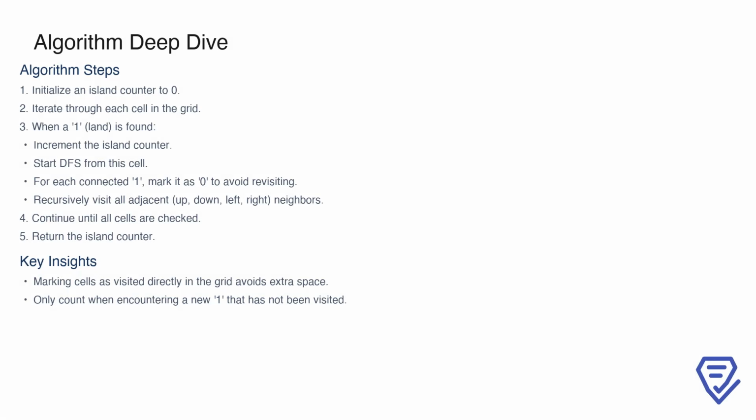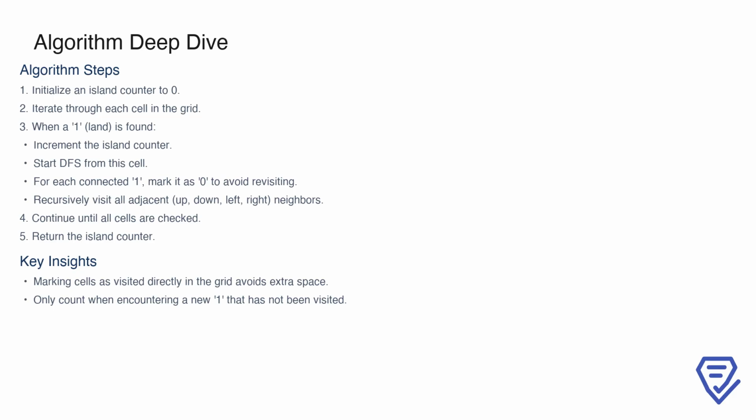Let's break down our solution for LeetCode problem number 200 step by step. First, we initialize an island counter to 0. We then loop over each cell in the grid. Whenever we find a 1, that means we've found land that's part of a new, unvisited island. At this point, we increment our island counter and initiate a DFS starting from this cell. The DFS explores and marks all connected ones, changing them to 0 so they aren't counted again. We repeat this process until all cells in the grid have been examined. At the end, our counter reflects the total number of distinct islands.